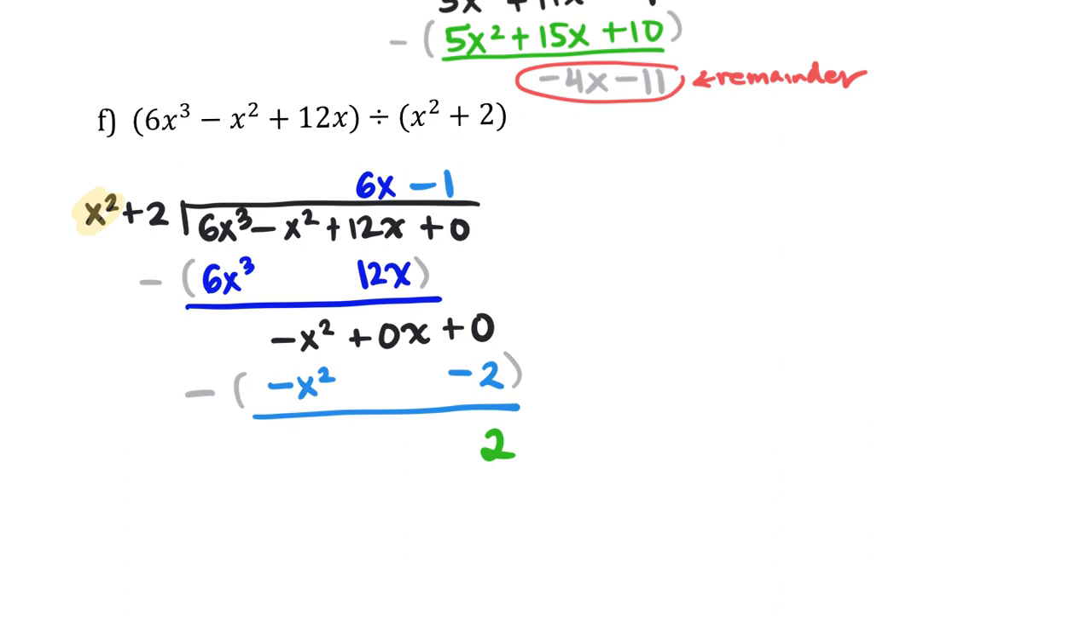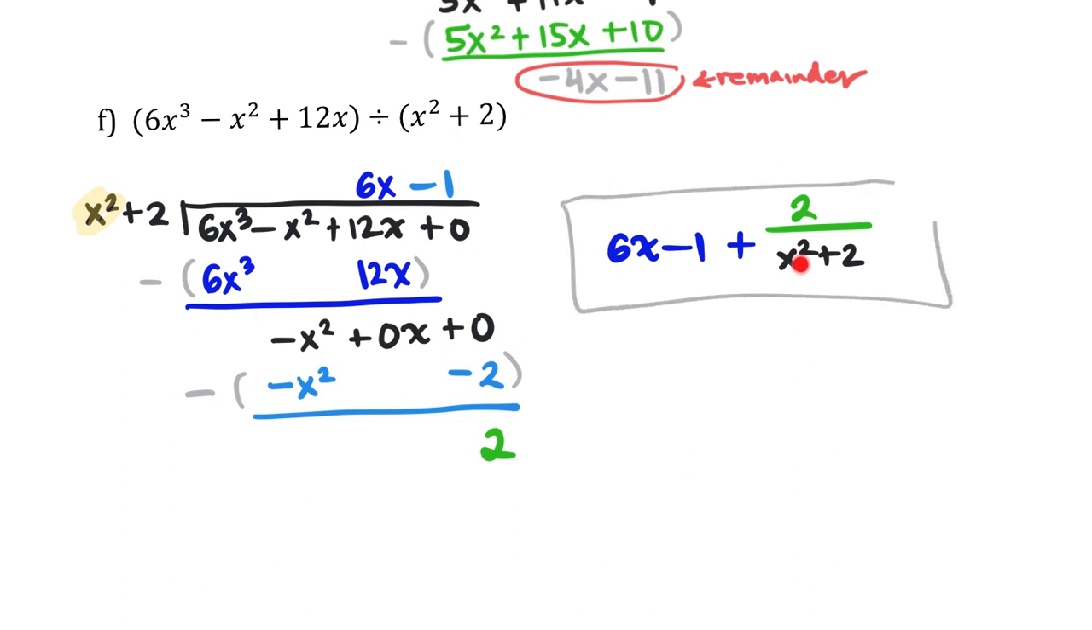That's my remainder. So 6x minus 1 plus 2 over x squared plus 2. Okay, and this is a good answer like this. This is the best I could do. Because there's an x squared at the bottom, there could be an x at the top. This one just happens to have 0 x's, so I didn't bother writing it.